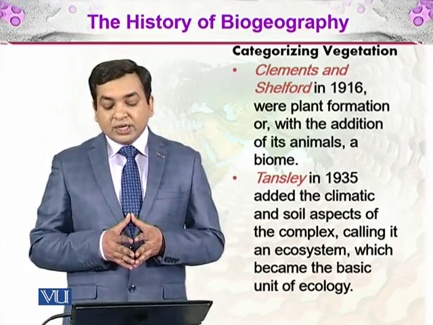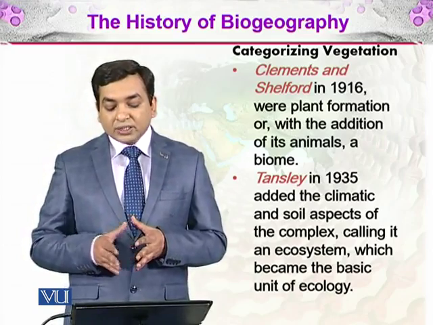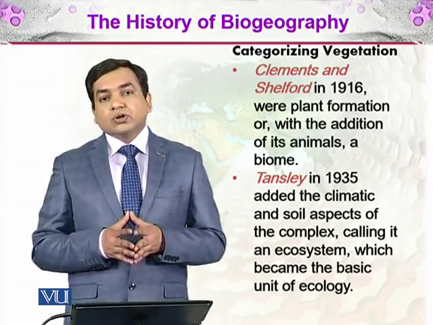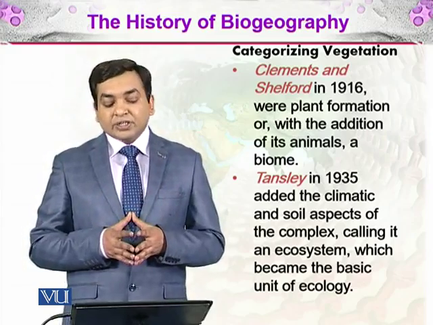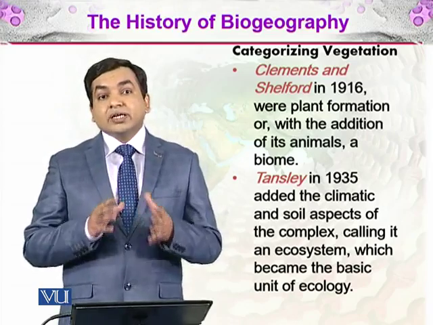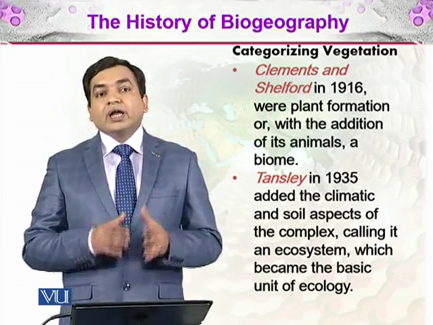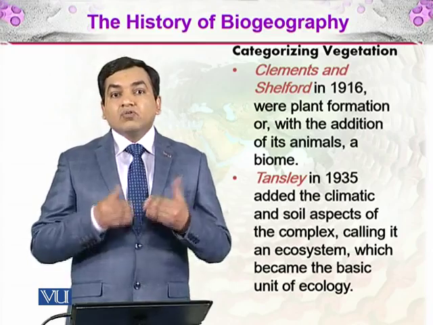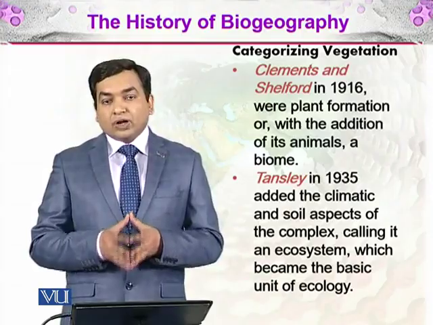And Tansley in 1935 added the climatic and soil aspects of the complex, calling it an ecosystem, which became the basic unit of ecology. So biome and ecosystem were given by Clements and Shelford and Tansley respectively. In this way, the scientists were working on ecological biogeography, and they gave new ideas which resulted in the advancement in ecological biogeography that we see today.